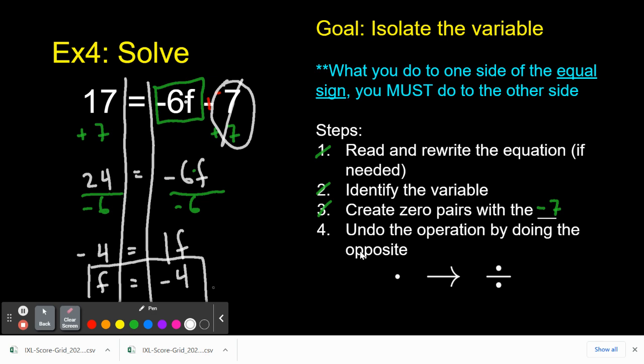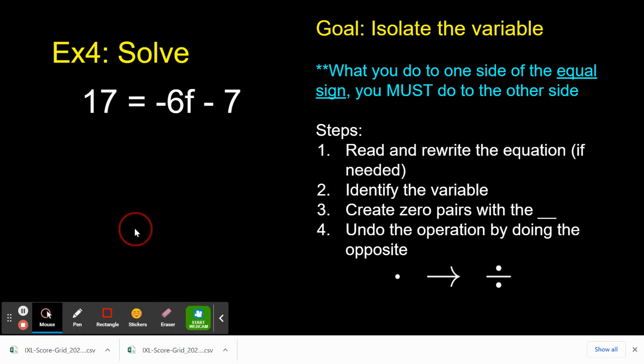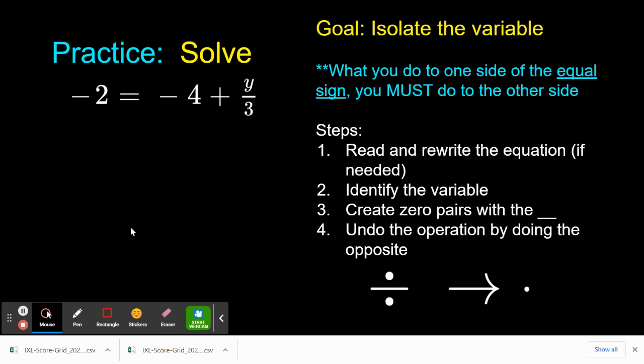Let's see what's next. Go ahead and try this. The difference here is the operation that is occurring to our variable here. So that last step, step number 4, is slightly different.